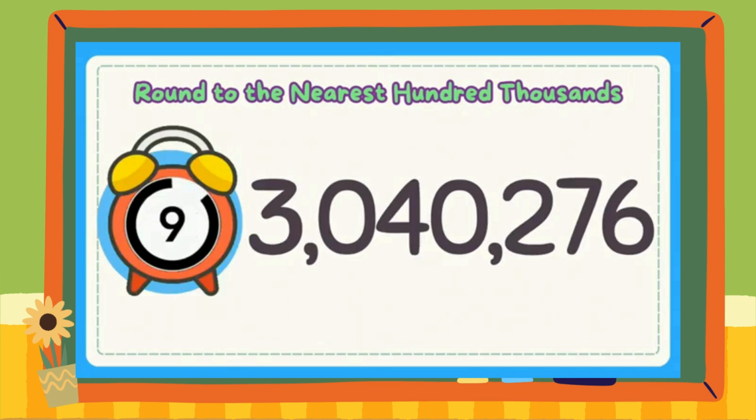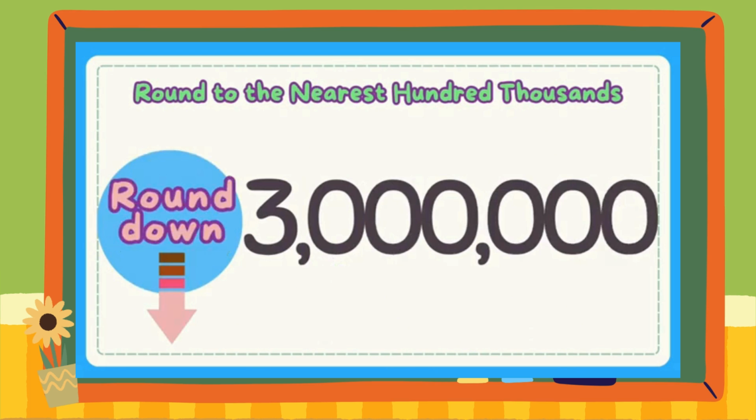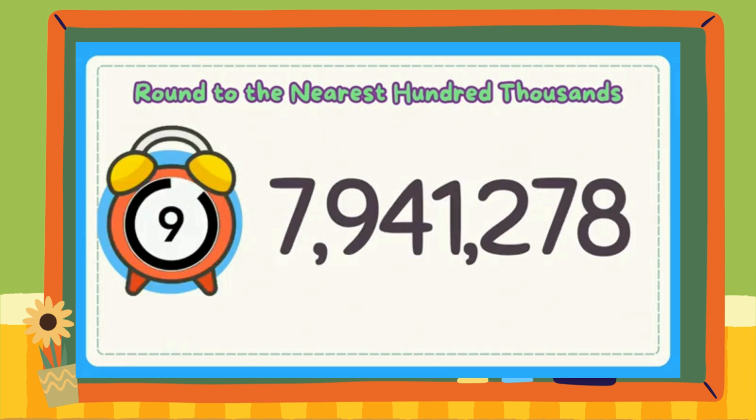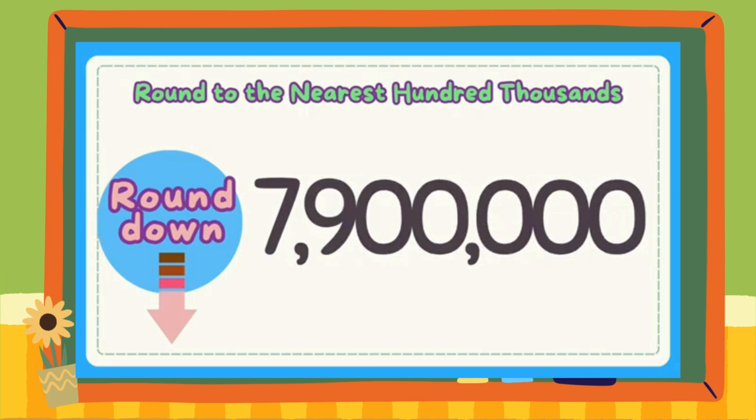How about 0? The right digit is 4. Round down. So, we will retain 0. 3 million. What will happen to 9? The right digit is 4. Round down. We will retain 9.